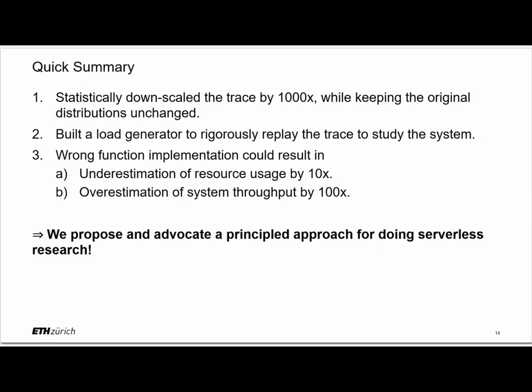So a quick summary here is that we statistically scale down the trace so that we can analyze and study the representative workload. And we also build a load generator to systematically replay the trace. And we also demonstrate that wrong function implementation can really result in underestimation of system resource usage by 10x and 100x overestimation of throughput. So we propose and really advocate for a principled approach for serverless research.